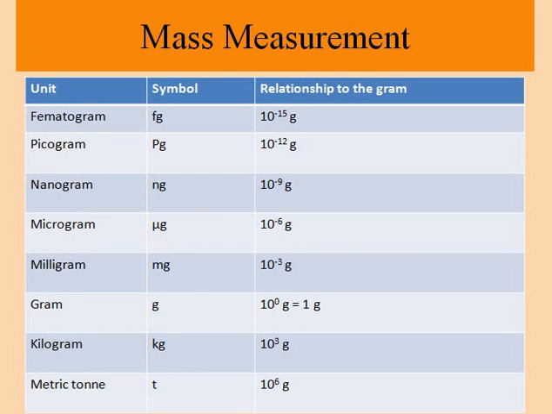Gram is just gram because 10 to the power of 0 is 1. Kilogram, 10 to the power of 3 grams. And finally we have the metric ton, or 10 to the power of 6 grams, or 1000 kilograms. So these are different examples of prefixes we can use in mass measurement.